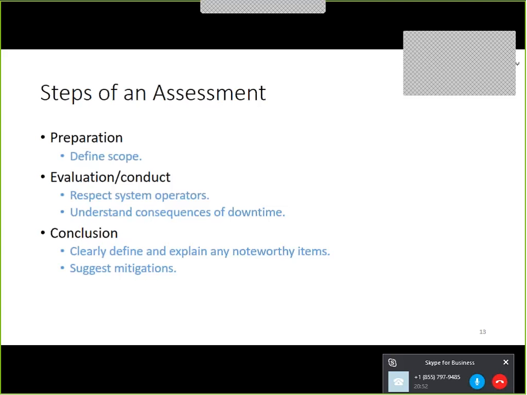So in an assessment, what do you do? Well, first you prepare, right? In an ethical assessment, you have to have a scope. They will tell you what is in bounds and out of bounds, what is okay for you to do and not okay for you to do.